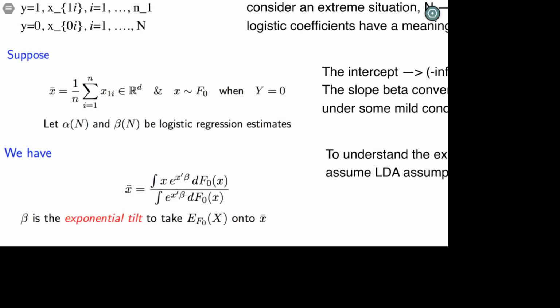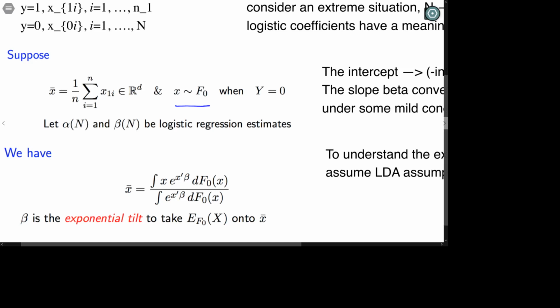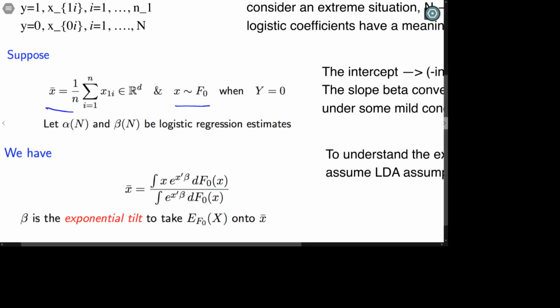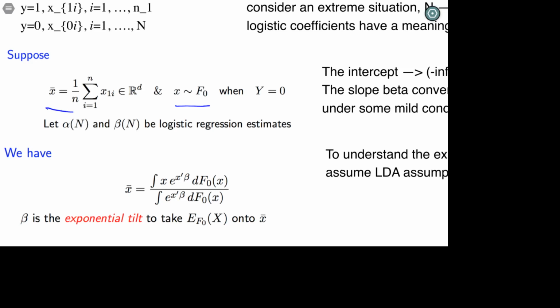Let's consider the extremely imbalanced case, meaning for class 0, we almost know the data generating process, okay? For class 1, we only observe the average, 1 data point, okay? And then we ask ourselves, if we do a logistic regression, what's the meaning of beta? And it turns out the meaning of beta is the following.